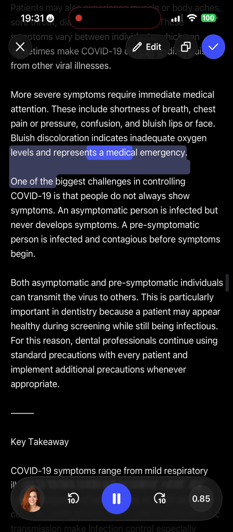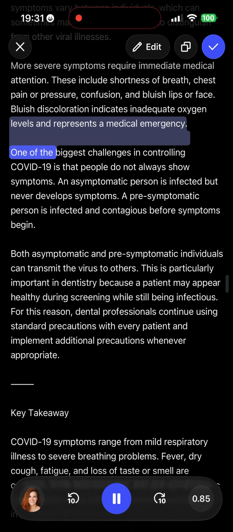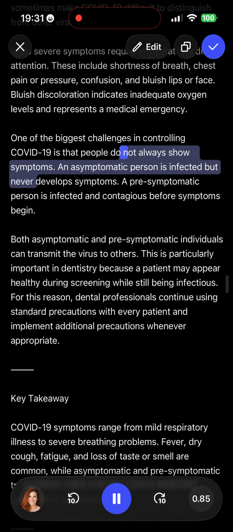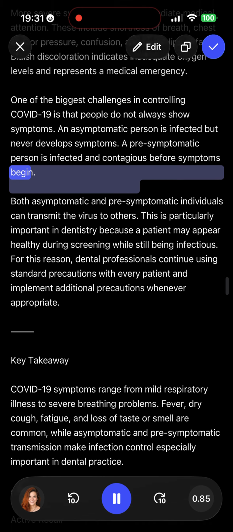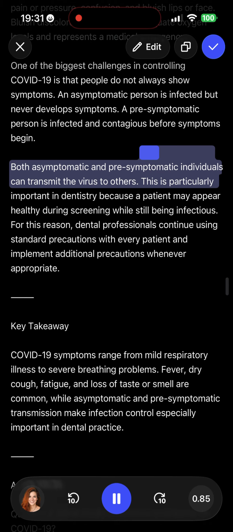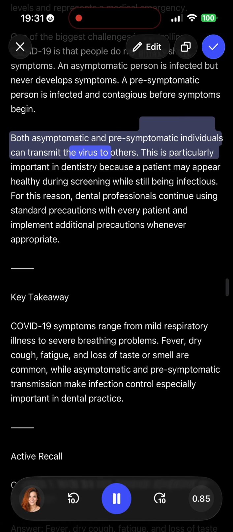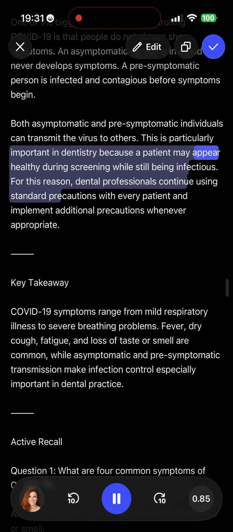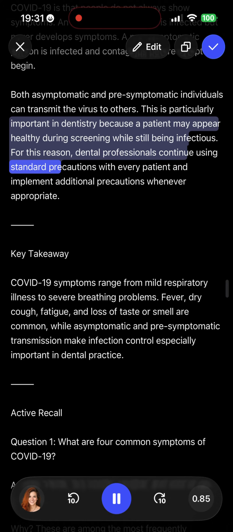One of the biggest challenges in controlling COVID-19 is that people do not always show symptoms. An asymptomatic person is infected but never develops symptoms. A pre-symptomatic person is infected and contagious before symptoms begin. Both can transmit the virus to others. This is particularly important in dentistry because a patient may appear healthy during screening while still being infectious. For this reason, dental professionals continue using standard precautions with every patient and implement additional precautions whenever appropriate.